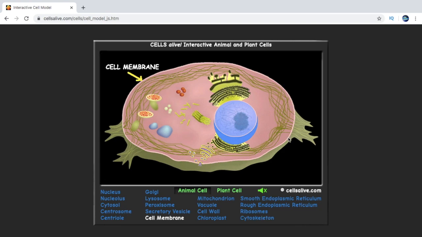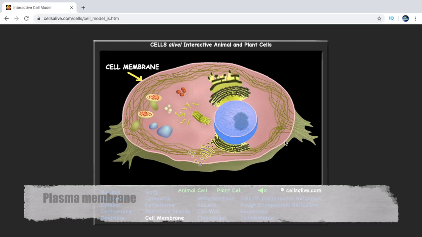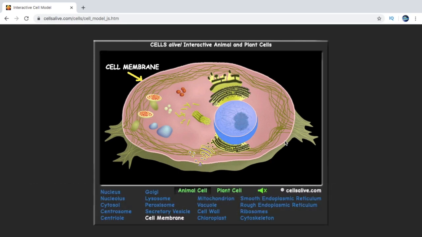Okay? Now, another thing that we have is the cell membrane. Now, another term for your cell membrane would be your plasma membrane. Okay? That's another term for that. Ang cell membrane po ay parang gate ng ating cell. Okay, so it controls the entry and the exit of materials to the cell.